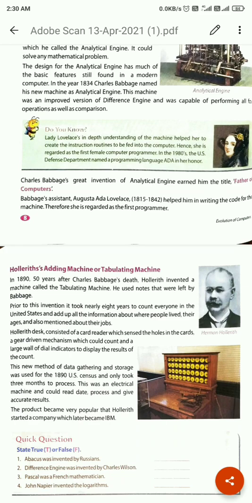But before this invention, it was a difficult task. Nearly 8 years were taken to count all this information. Hollerith's desk consisted of a card reader which sensed the holes in the cards.